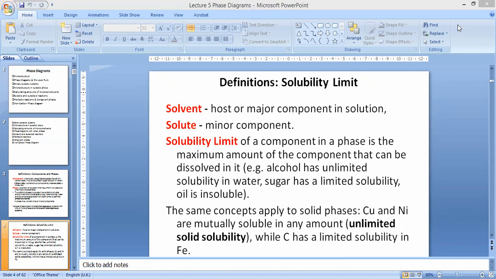The same concepts apply to solid phases. And the common example that we have in material science is copper and nickel. These two are mutually soluble in any amount, so they have unlimited solid solubility. While carbon has a limited solubility in iron. So what do we mean by solid solubility? By the way, you can be asked in an exam to describe or to explain what solid solubility means.